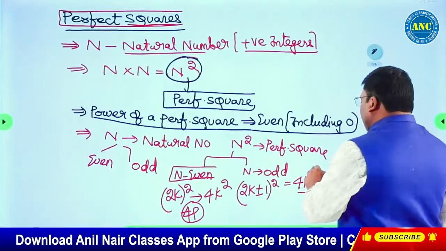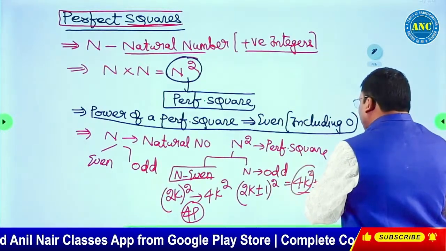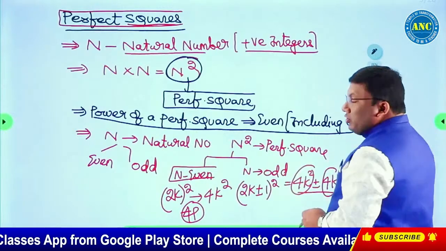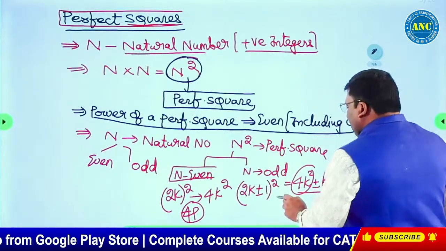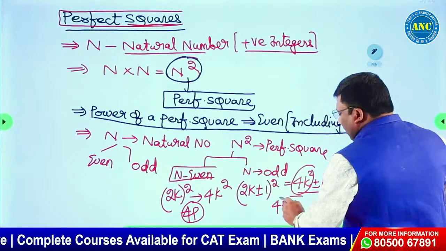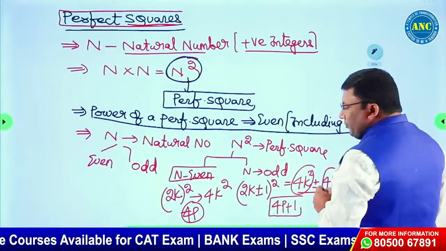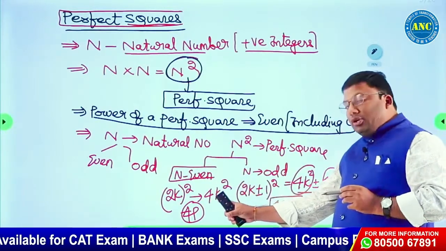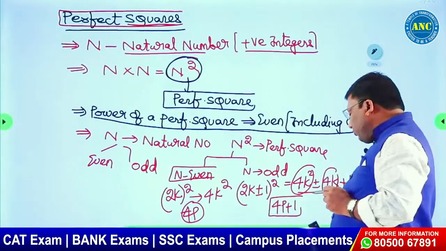4k square, that means it is divisible by 4. 4 into something, it is divisible by 4. The other case gives a remainder 1. Any perfect square is of the form 4 into something or 4 into something plus 1.